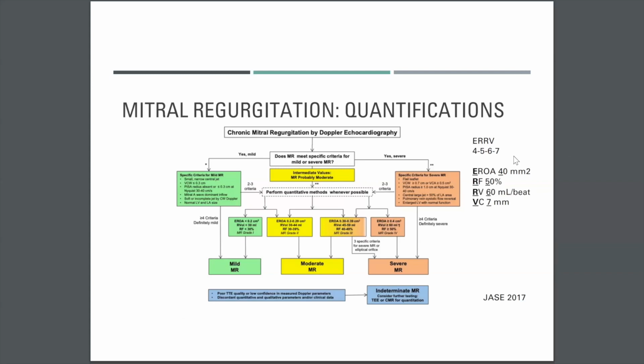For those studying for the Royal College exam, our group has come up with a mnemonic to remember some selected echo findings of severe MR. If you ever get asked what the echo findings of severe MR are on exam, you just say 4, 5, 6, 7. Well, you're annoyed by the question, but how you remember it is: EROA of 40 millimeters, regurgitant fraction of 50%, regurgitant volume of 60 mL per beat, and vena contracta of 0.7. You can apply this to AI and TR, and the numbers are slightly different. If you remember 3, 4, 5, 6, then I can't help you.